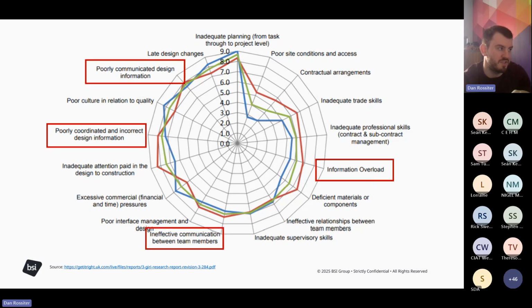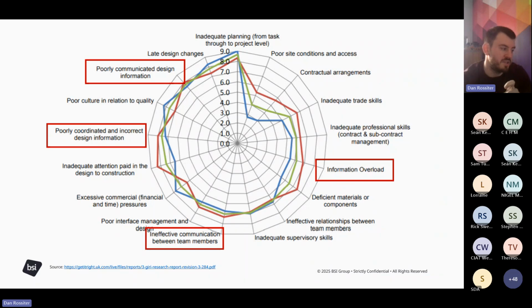The ones I'll highlight for today go in an anti-clockwise direction. You've got poorly communicated design information. Often when information has been shared, it's shared in a way that isn't consistent, which obviously causes errors, whether it's you see 3 windows on the plan, 4 windows on the elevation, and those sorts of things. It can make it quite difficult to understand, or there can be fuzzy details or lazy language used, which makes it difficult to use. Sometimes that information can just be incorrect, which obviously causes issues.